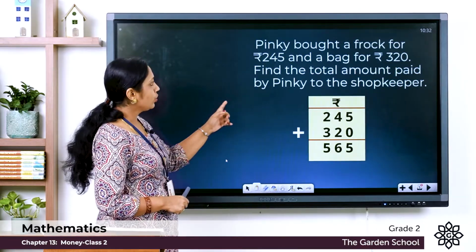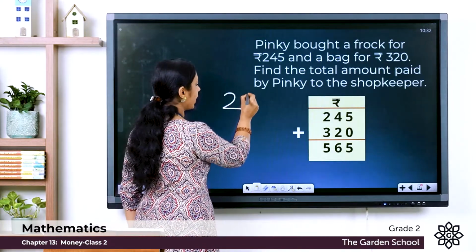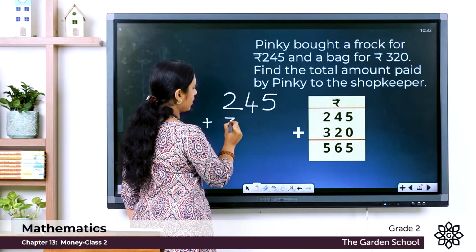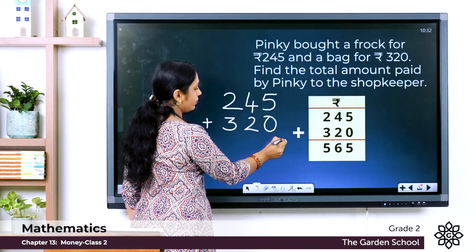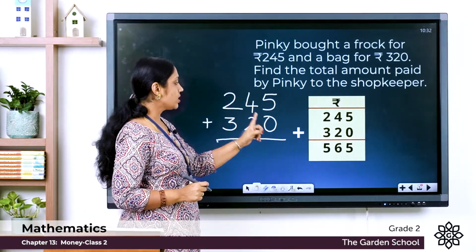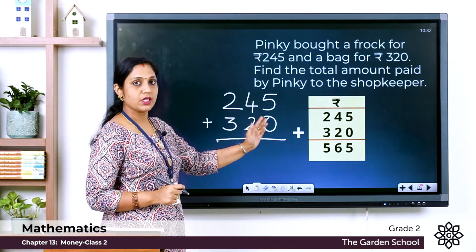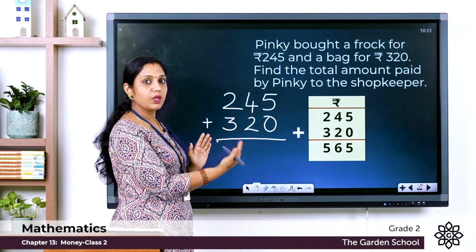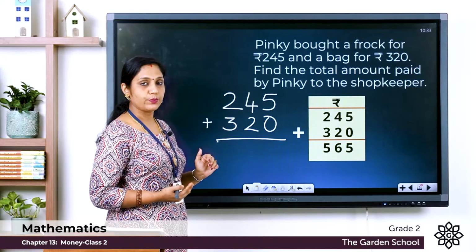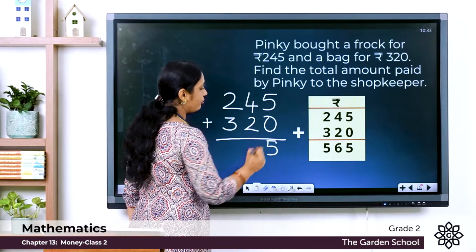So we'll write 245 plus 320. Here you can see that both are 3-digit numbers. That is, they have ones, tens, hundreds. Always we need to start adding from the ones position. Here in the ones position we have 5 plus 0. So 5 plus 0 is 5 itself. Under the ones place we'll write 5.